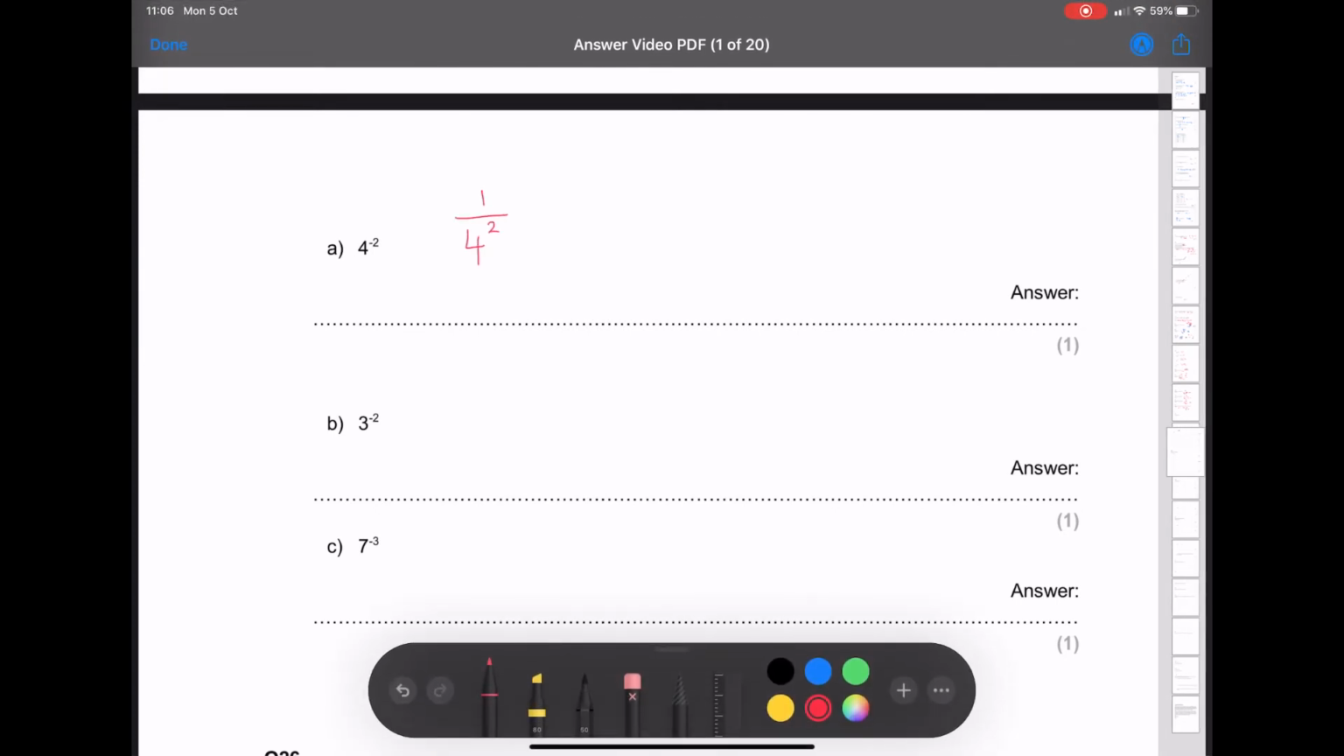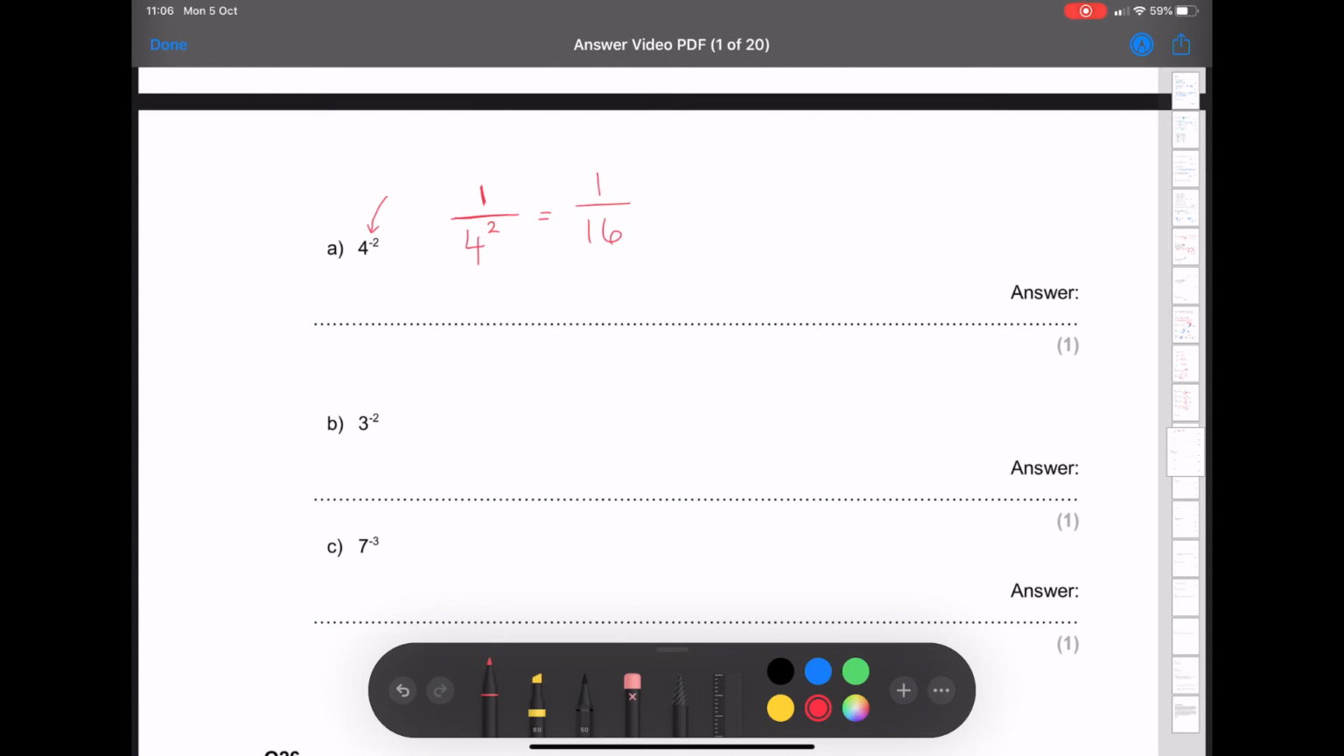Okay, so it means the same. You're going to get rid of this negative by putting the 1 over it, and then we'll just keep the 4 squared itself. So that will actually give us 1 over, and then 4 squared is 16, and that's your answer. If there's a minus, you just take it out by putting a fraction over it.